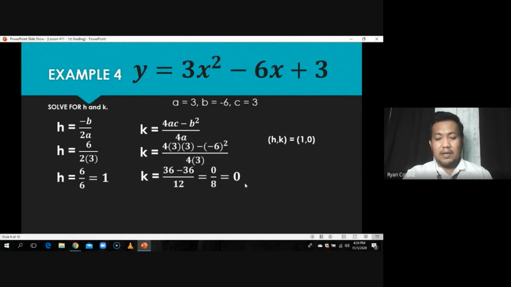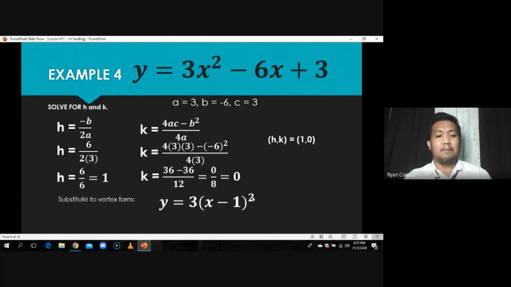So using that hk, we are now going to substitute it into the vertex form so that we'll come up with y is equal to 3, the numerical coefficient of the quadratic term, times the quantity x, opposite sign of h, minus 1, then square it. Then since your k is 0, you don't have to write 0 anymore. That just means, since k is 0, we will come up with this vertex form of the given general form of the quadratic function. So did you understand example number 4? Let's try another example.